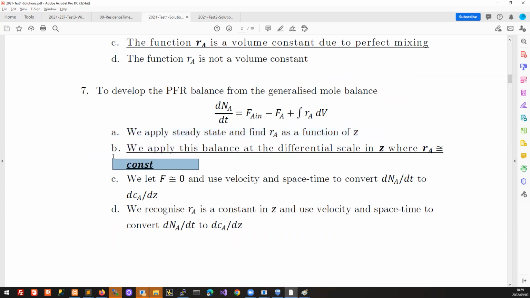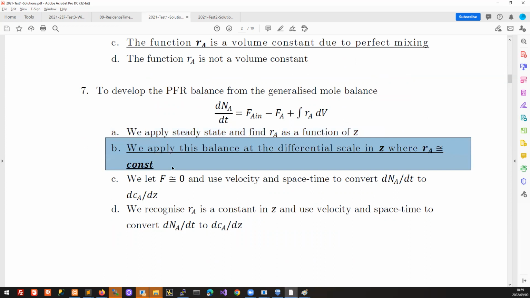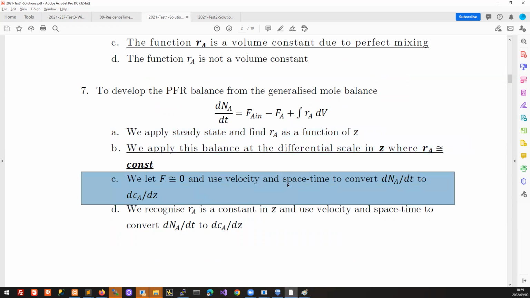We apply this balance at the differential scale in Z where RA is constant. So yeah, we do that. There's nothing wrong with B. And then we let F equal 0, but we know F is not 0. There is flow through a PFR, so this doesn't make sense.